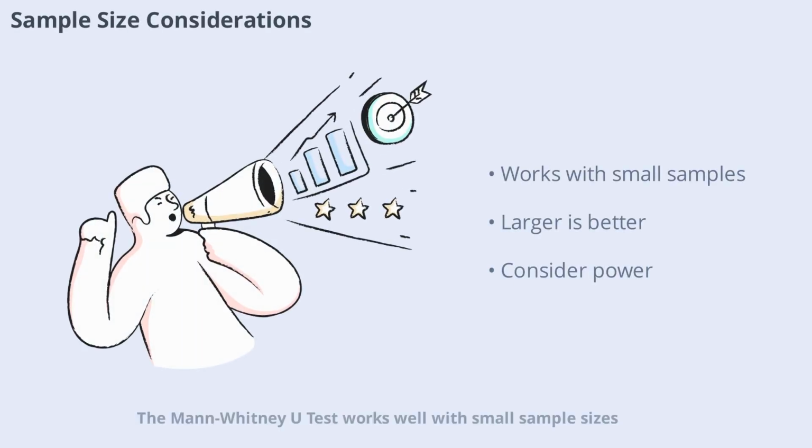The Mann Whitney U test works well with small sample sizes, but larger samples provide more reliable results. With very small samples, the test may lack power to detect differences. Always consider your sample size when interpreting results.